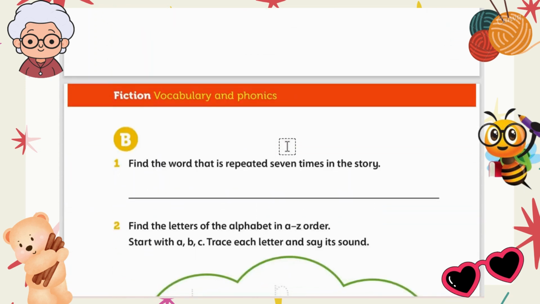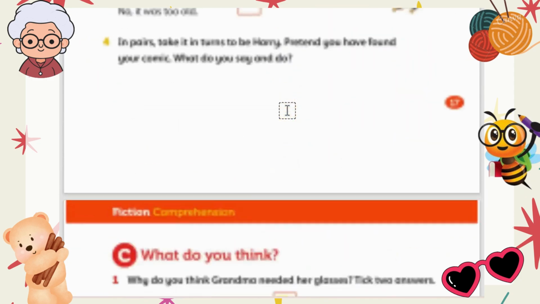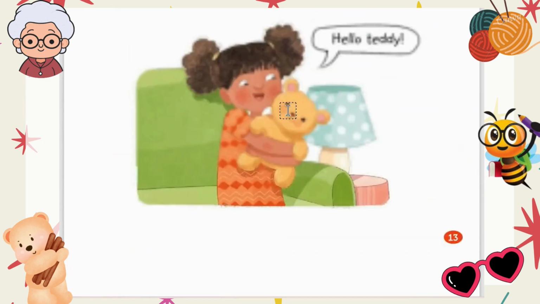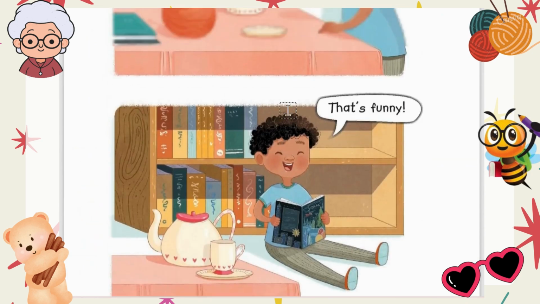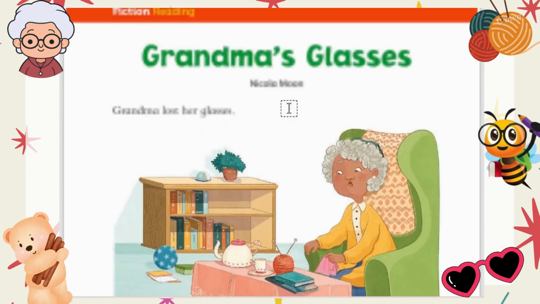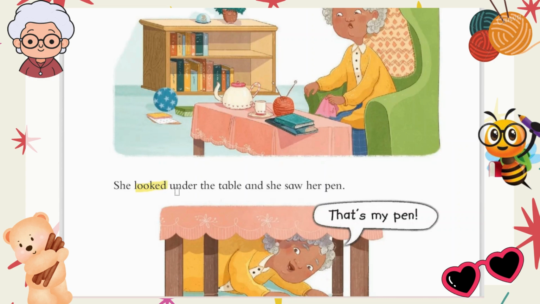So, let's move on to the next exercise, part B. Find the word that is repeated 7 times in the story. So, what is the word that has been repeated 7 times in the story? Let's go back to the story and look for the word. So, here we are, 7 times, right? I think the word is looked. So, we will count. Number one over here, looked. So, it's one.